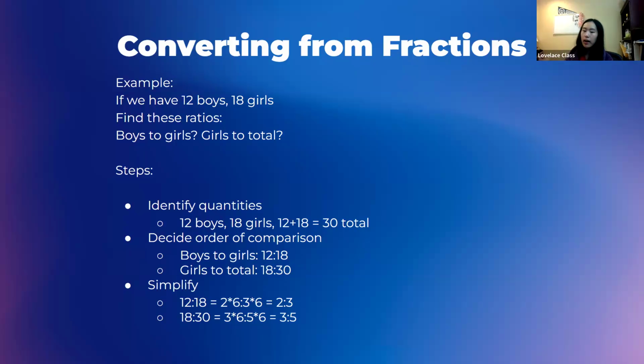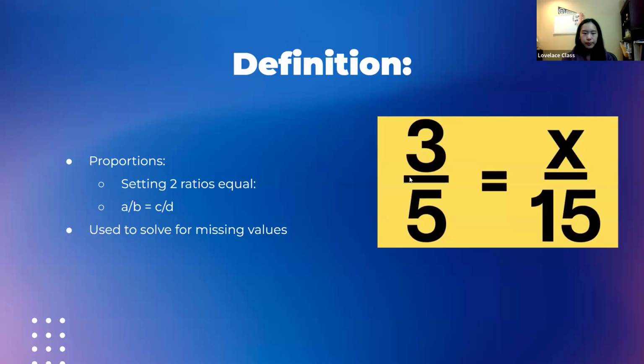So you get 3 to 5, and then you can find the percent, which is just, you can scale this ratio up to 6 to 10, right? You multiply both numbers by 2. So then you end up getting 6 to 10, and that's just 60%, which is really important for percents, for example. But you can also do the same thing for boys to total, along these similar lines, so I'm not going to be repetitive for that.